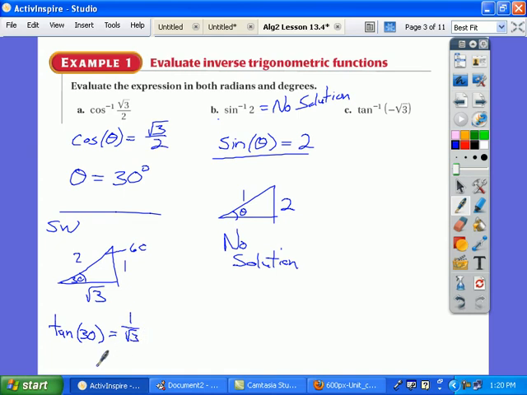And tangent of 60 is going to be opposite, so radical 3 over 1. So tangent of 60 is radical 3. I'll tell you, I would write this down on my unit circle. These are going to be facts that you're going to want to have.